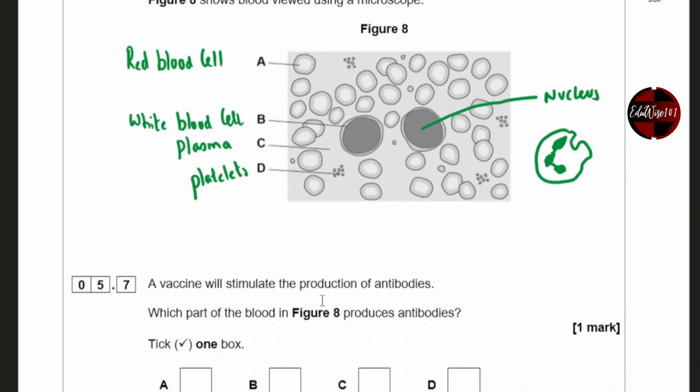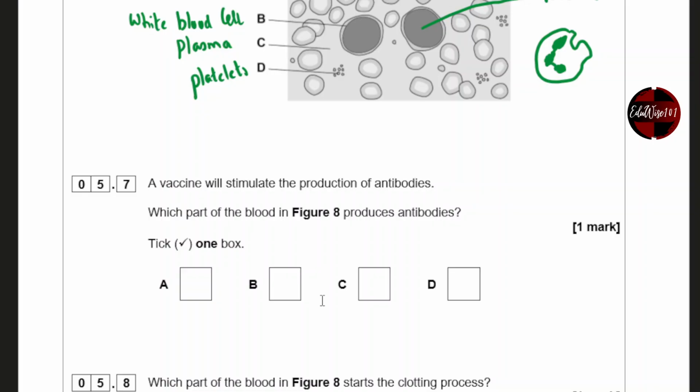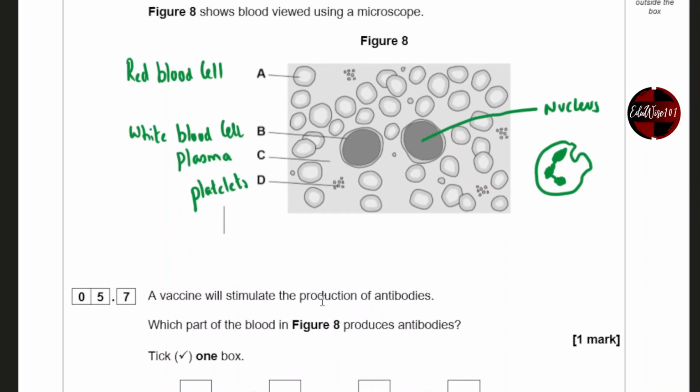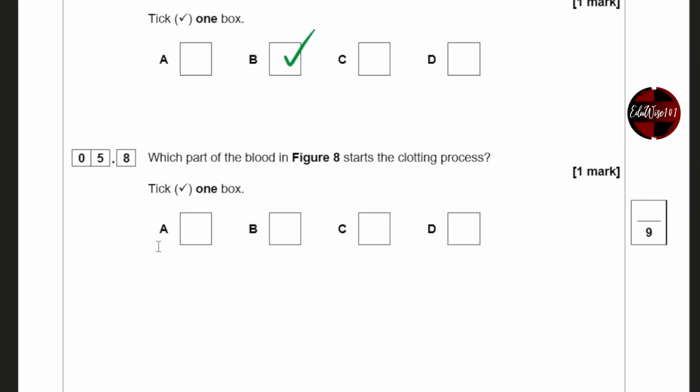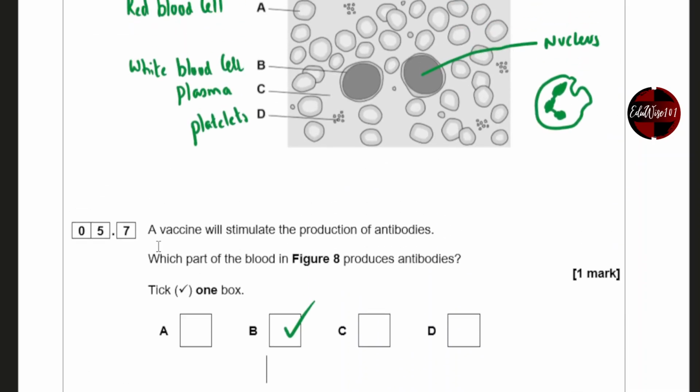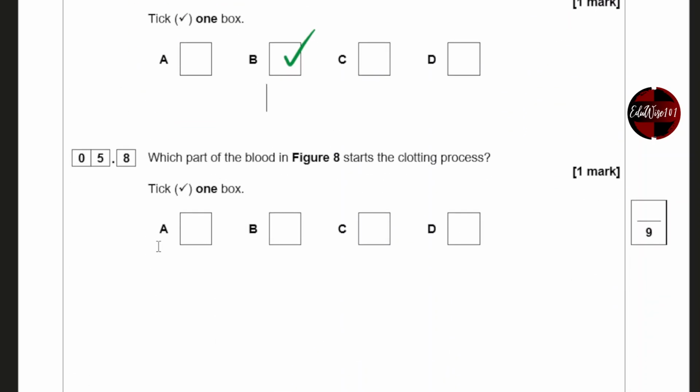A vaccine will stimulate the production of antibodies. Which part of the blood in figure 8 produces antibodies? That would be the white blood cell, that is B. And which part of the blood in figure 8 starts the clotting process? That's the platelets, that is D. That brings us to the end of question number 5. Let's have a look at question number 6.